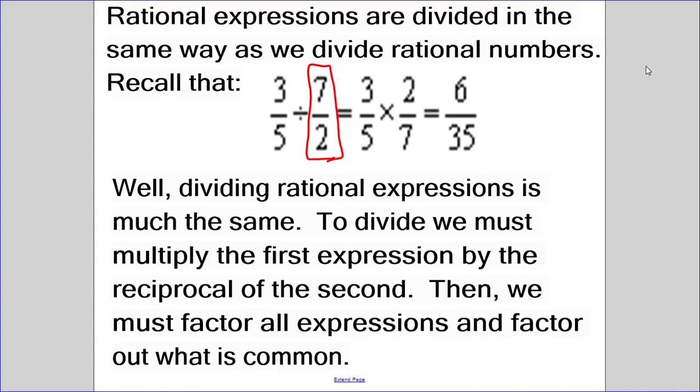And so once we change our second term over, we get 3 times 2 gives us 6, 5 times 7 gives us 35. So dividing rational expressions is very similar. To divide, we have to multiply the first expression by the reciprocal of the second. Then we have to factor all these expressions and factor out what's in common.